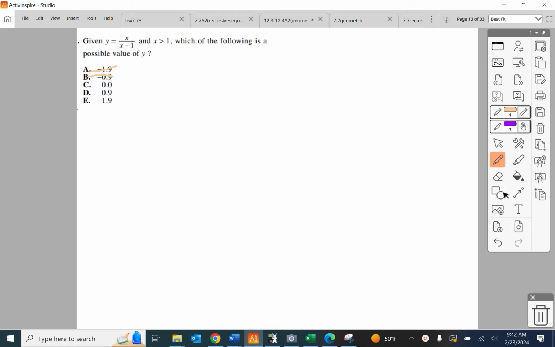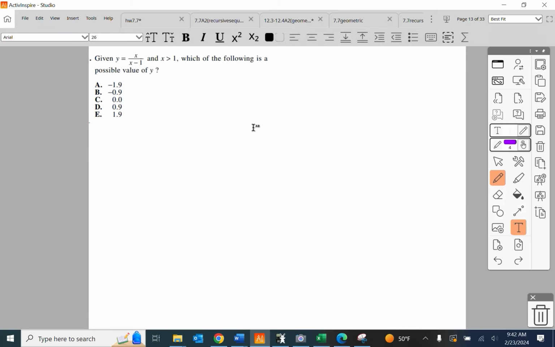Now, I guess the first two could be possible answers, but algebraically, if you wanted to use algebra, you'd take these y values and set it equal to this. Say 0 equals x over x minus 1. And what you would do is multiply both sides by x minus 1.